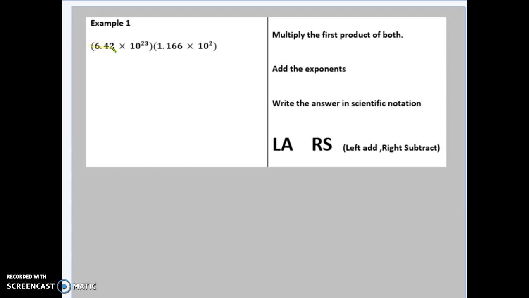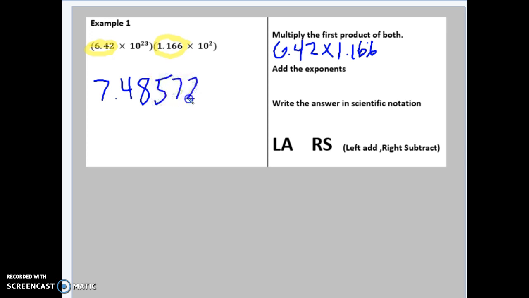So we're going to take this 6.42 right here, and we're going to multiply it to the 1.166. So once you multiply those two numbers together, you're taking 6.42 and multiplying it by 1.166. When you multiply those two numbers together, you get an answer of 7.48572. And then whenever you multiply with scientific notation, you add the exponent.